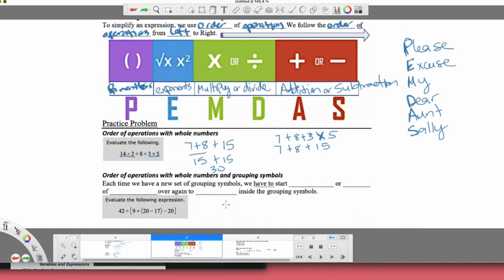All right, so the next piece here, we have order of operations with whole numbers and grouping symbols. So now they are going to throw the grouping symbols in here. So each time we have a new set of grouping symbols, we have to start order of operations again.